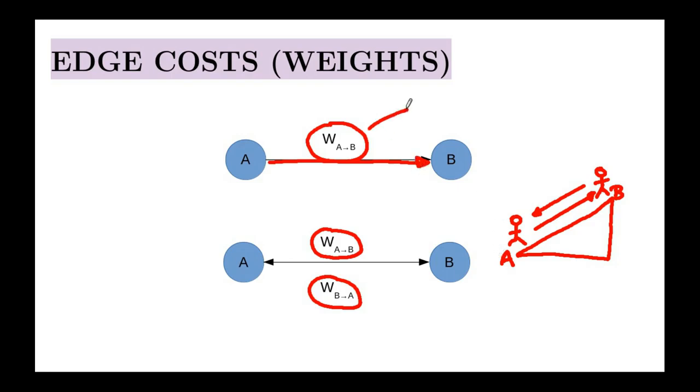These costs can be fuel, distance, that is the most typical, distance, time, any combination of these variables. So it's like a measure of how much it costs to go from A to B.